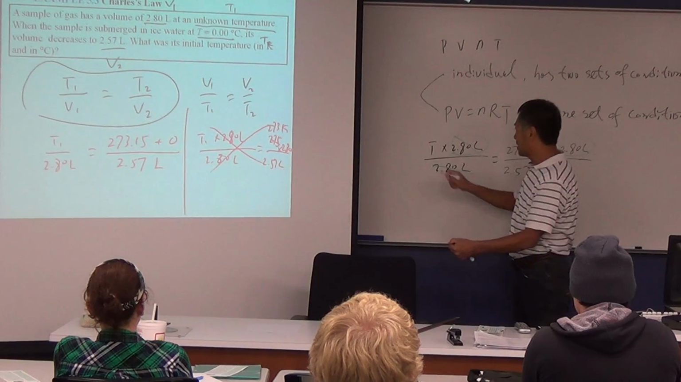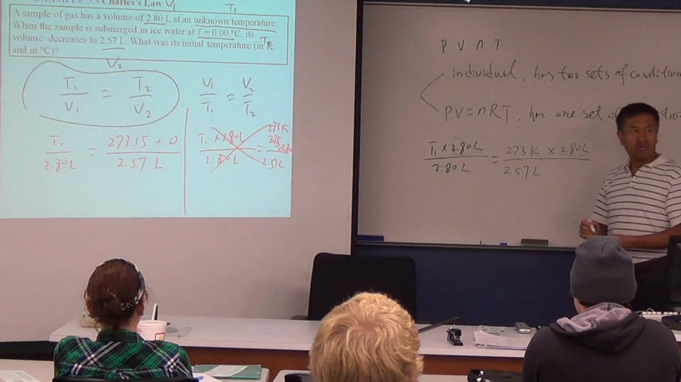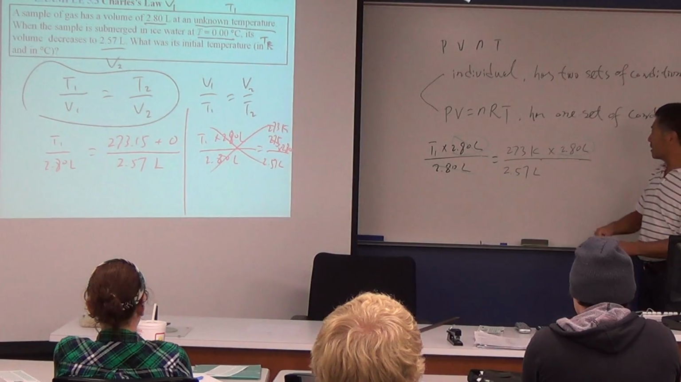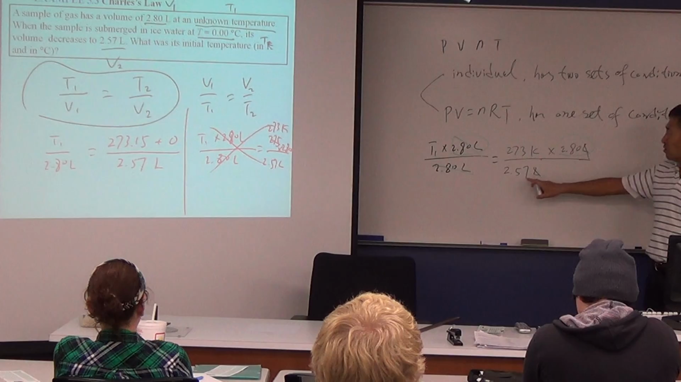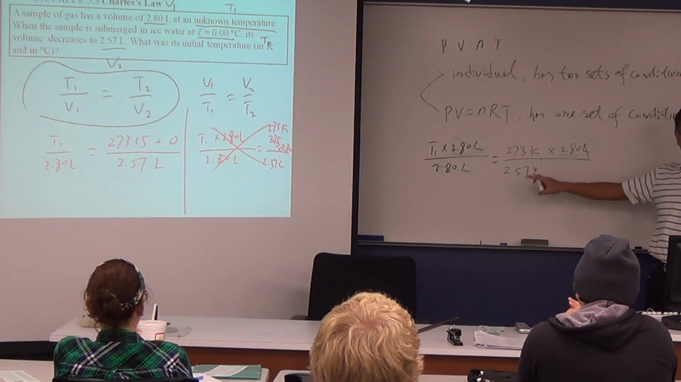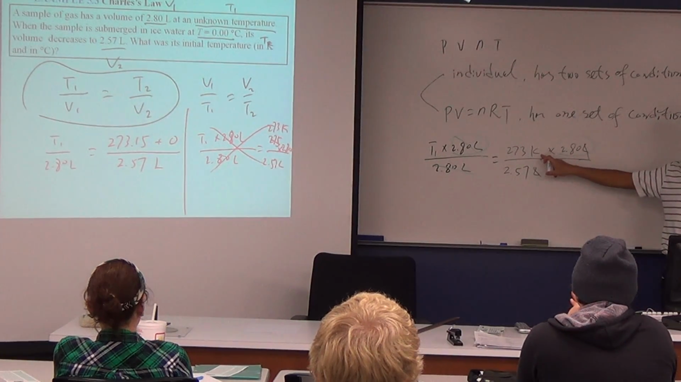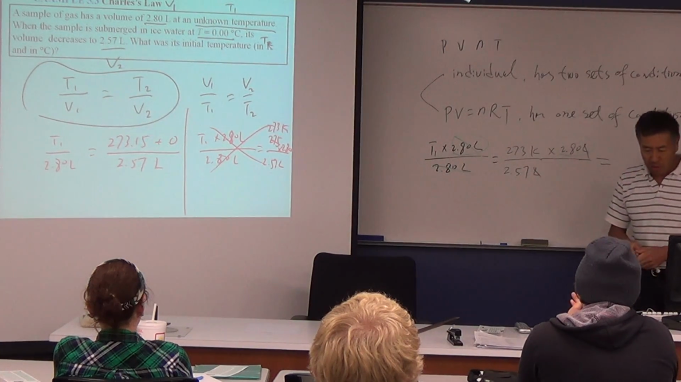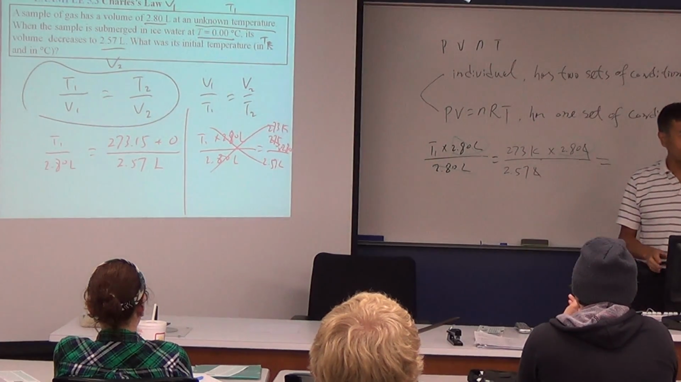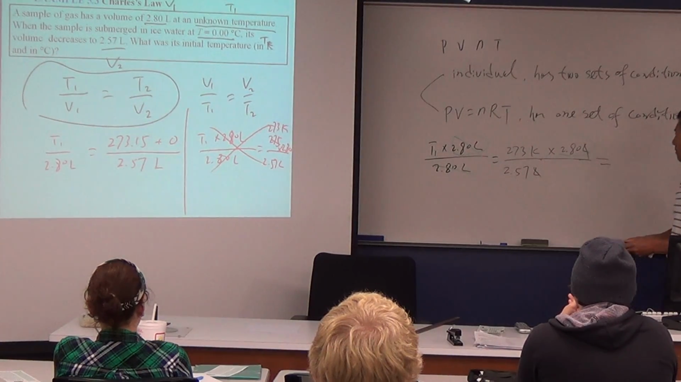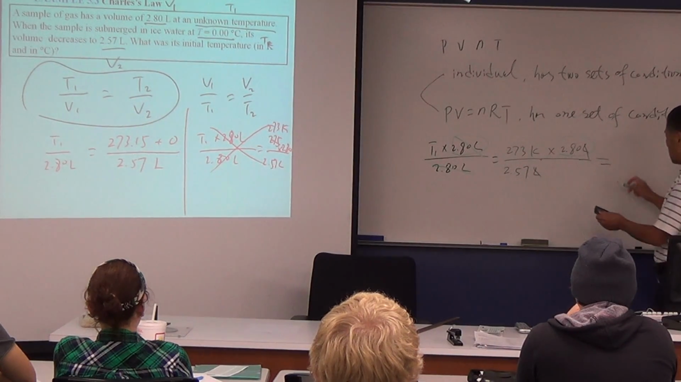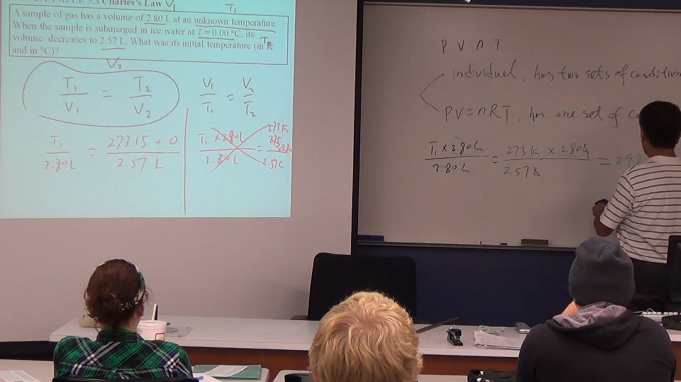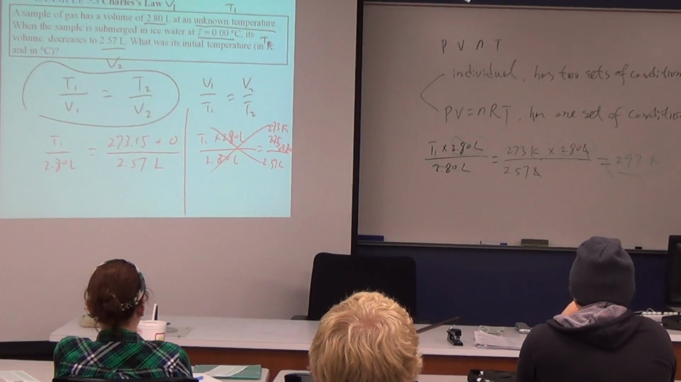So then you just see this unit cancels out. You get 280 divided by 257 times 273, and the only unit that remains is the Kelvin. So you get 297 Kelvins. Understand?